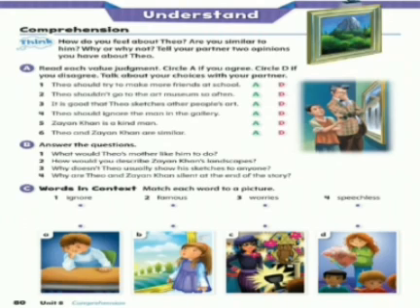Exercise A is basically reread. Read each value judgment, circle A if you agree and circle D if you disagree. Talk about your choices with your partner. You are going to read all the six sentences and you are going to circle A if you are agreeing with the sentence and D if you are not agreeing with the sentence, okay?